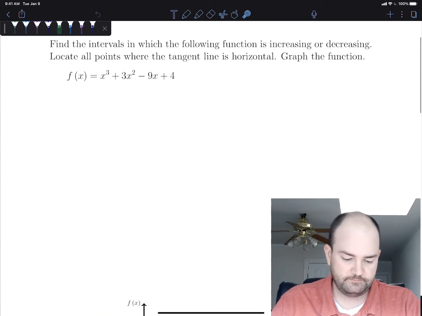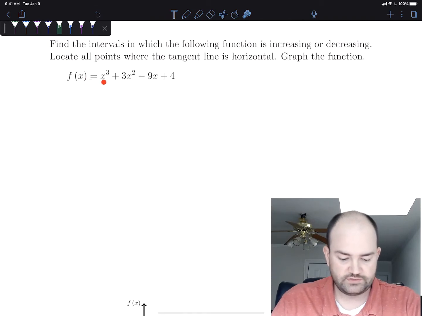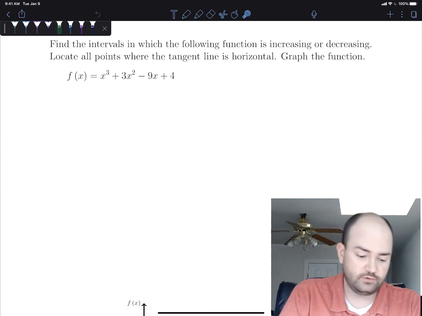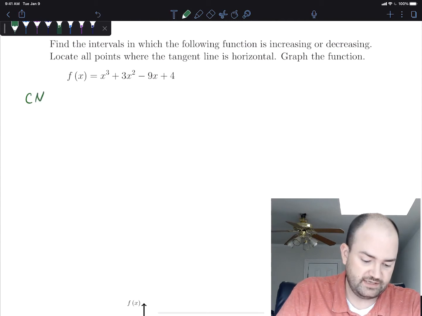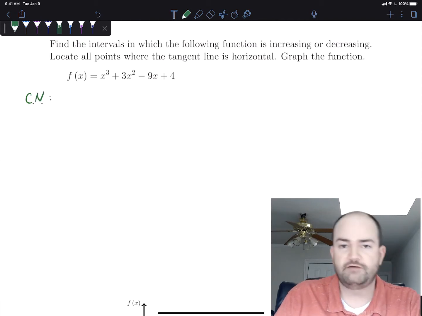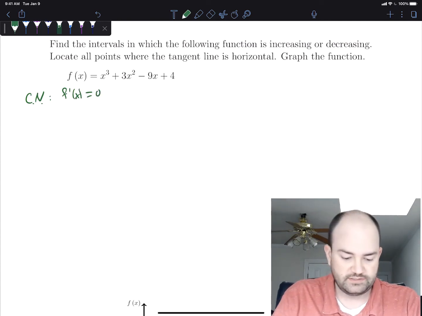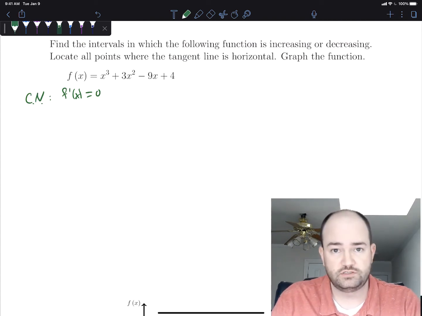Now, f of x equals x cubed plus 3x squared minus 9x plus 4. And in order to do this, we want to find the critical numbers. So to find the critical numbers, which I'm going to abbreviate as Cn, we need to find the first derivative. It's where the first derivative is equal to 0. So let's go ahead and take the derivative of this function, which is just a polynomial function. It's pretty easy to do.